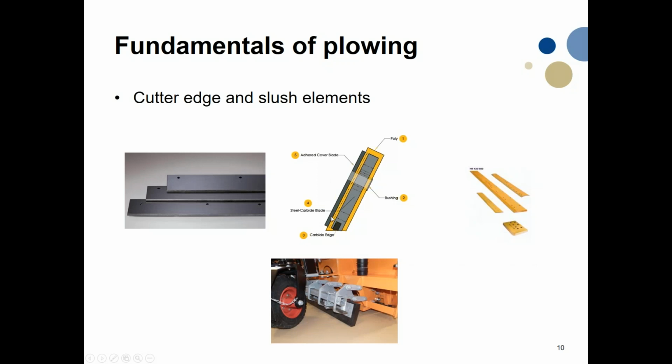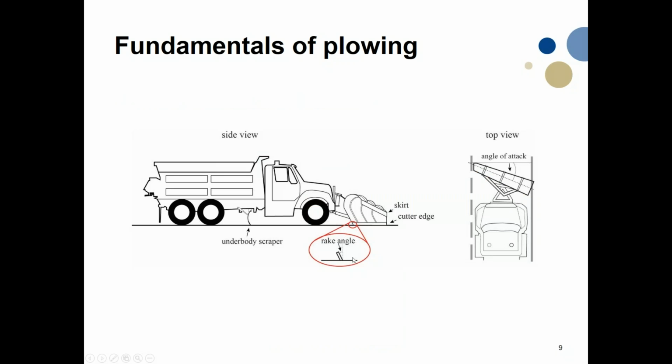Now, the angle by which this cutter blade is placed is called the rake angle. And there are different definitions in different countries. Some people call a 0 degree angle a vertical. Others call a 90 degree angle a vertical. So there are two definitions used. As soon as you talk about the rake angle, make sure that you know what people mean by vertical.